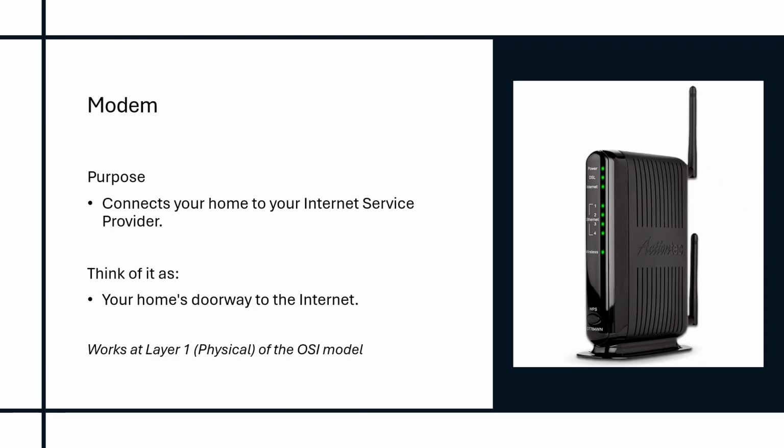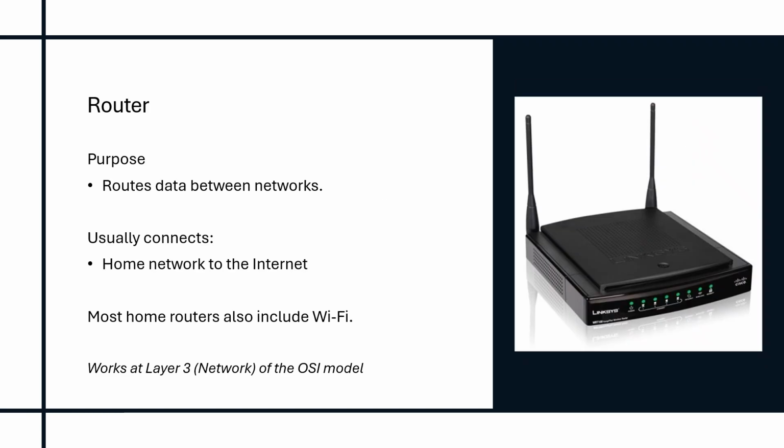So the next device, a modem. This is the device that connects a home or a business to an internet service provider, or ISP. Without a modem, your network would still work internally, but it wouldn't be able to communicate with the internet. Think of the modem as the front door between your network and your internet provider. The modem receives the internet connection from the ISP and passes it to the router. Now, most homes only need one modem because there's usually only one internet connection entering a building.